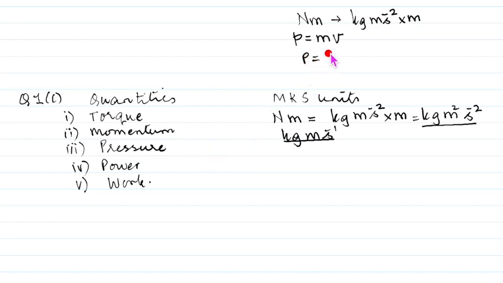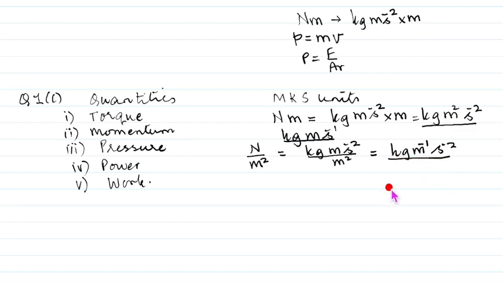Pressure. Pressure is thrust upon area. What is thrust? It is the force, which means it is Newton upon meter square. So it becomes Newton, meaning kg meter per second square, upon meter square. So we will have 1 meter getting cancelled here, and we will have kilogram per meter per second square, and that is the MKS unit. You have to spell it out as I told you.